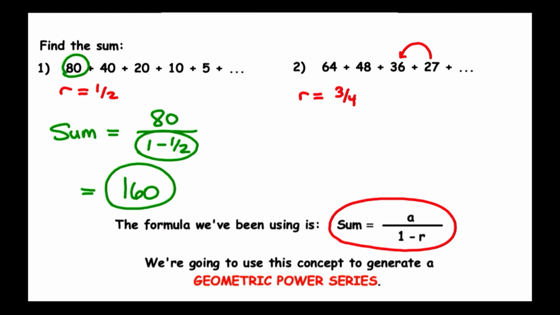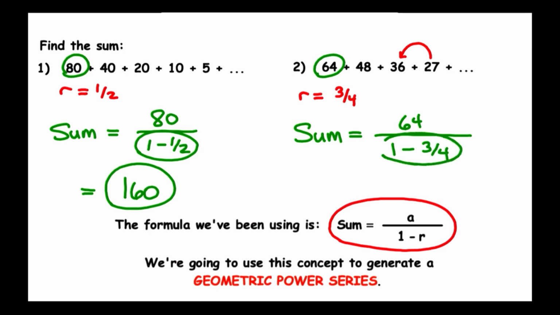All right, number 2, same formula. To find the sum, you're going to take term 1, which of course in this case is 64. You're going to go 1 minus r, so 1 minus 3/4. Again, that's 64 divided by 1/4, which is the same thing as 64 times 4. And that's going to give you 256.